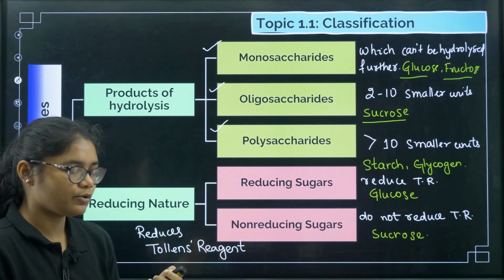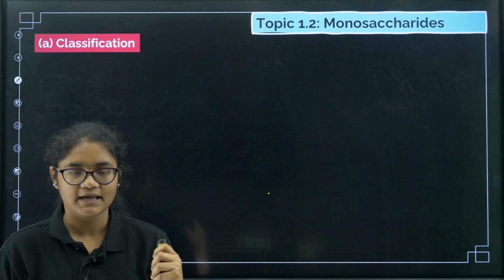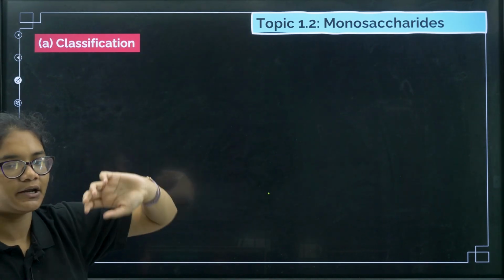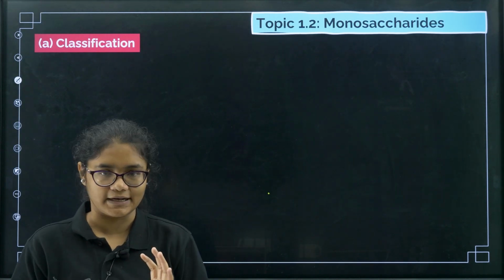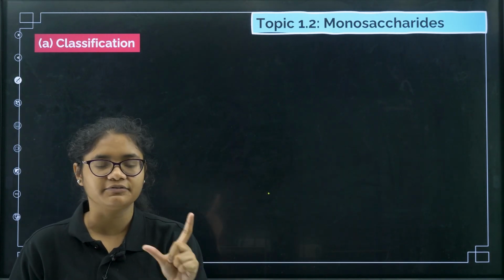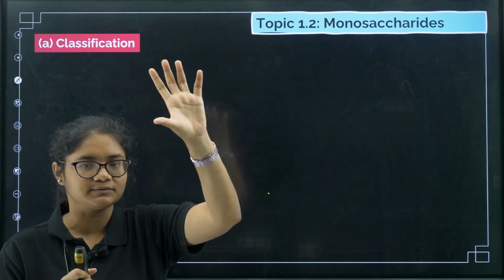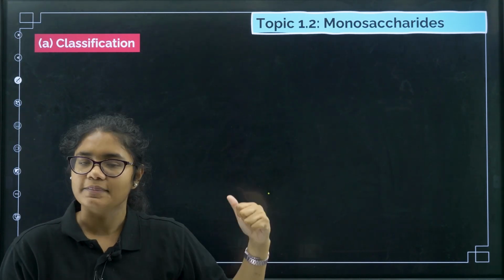Clear? Now we'll go to the second topic of today's lecture, that is monosaccharides. And in the monosaccharides, our first topic is classification again. But here we are talking about the classification of monosaccharides. The previous one was the classification of carbohydrates. Now in the carbohydrate, one section was monosaccharides. Now how further monosaccharides can be classified, that we will discuss.